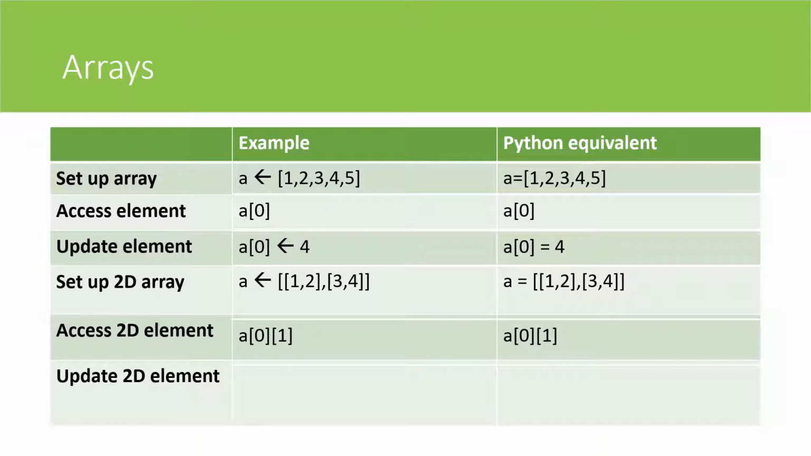And then to access a two-dimensional element, much the same way that we access an element in a single-dimensional array, in the example for this one we're accessing the element at 0 and 1, which is going to be row 0, the first row here, the second element in that row, so it's actually going to be accessing the value 2 there. And then to update the two-dimensional element, it's much the same as updating the one-dimensional element as well.